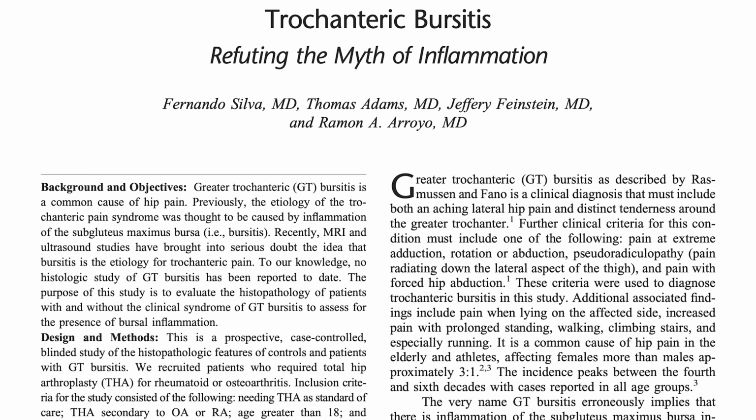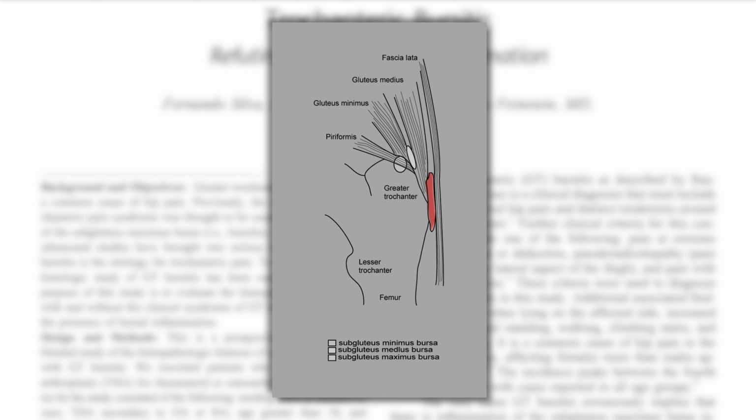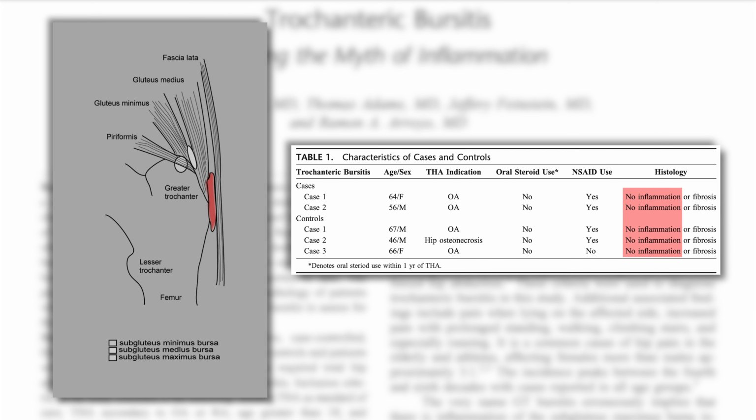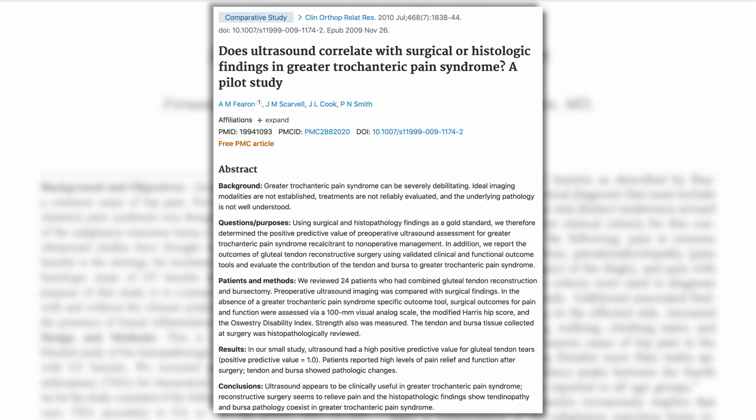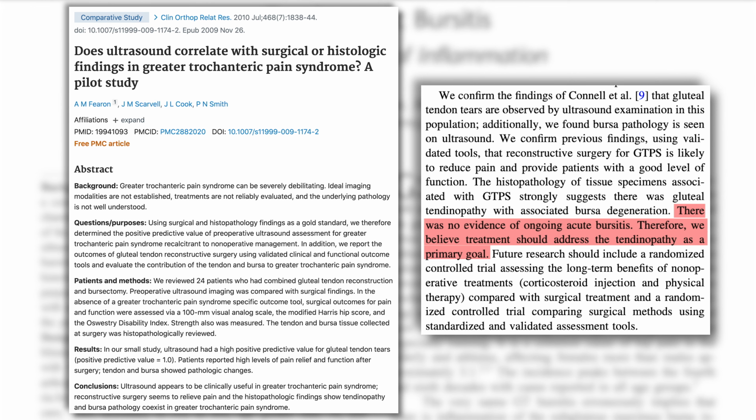In another study in 2008 titled Trochanteric Bursitis: Refuting the Myth of Inflammation by Silva and colleagues, the researchers removed the subgluteus maximus bursa in 5 patients undergoing total hip replacements and reported that histological analysis showed no evidence of inflammation in the individuals diagnosed with trochanteric bursitis. In 2010, Fearon et al. retrospectively compared preoperative ultrasound imaging with surgical and histopathological findings in 24 patients who had combined gluteal tendon reconstruction and bursectomy, and concluded that there was no evidence of ongoing acute bursitis. Therefore, they believed treatment should address the gluteal tendinopathy as a primary goal.